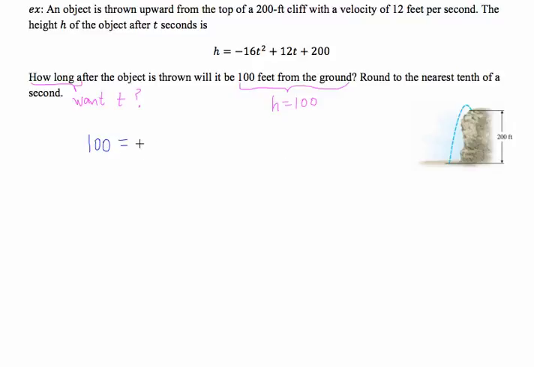To get 100 equals negative 16t squared plus 12t plus 200. Well, that is a quadratic equation. Okay, so we would need to set it equal to 0. So we can subtract 100 from both sides to do that.